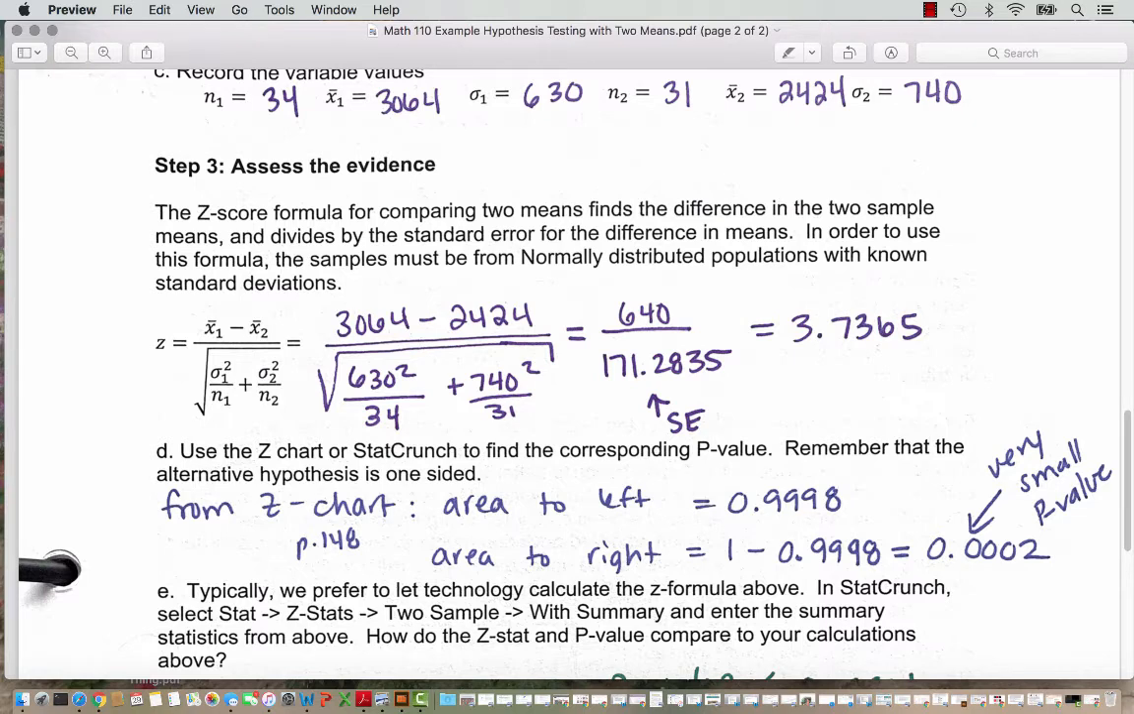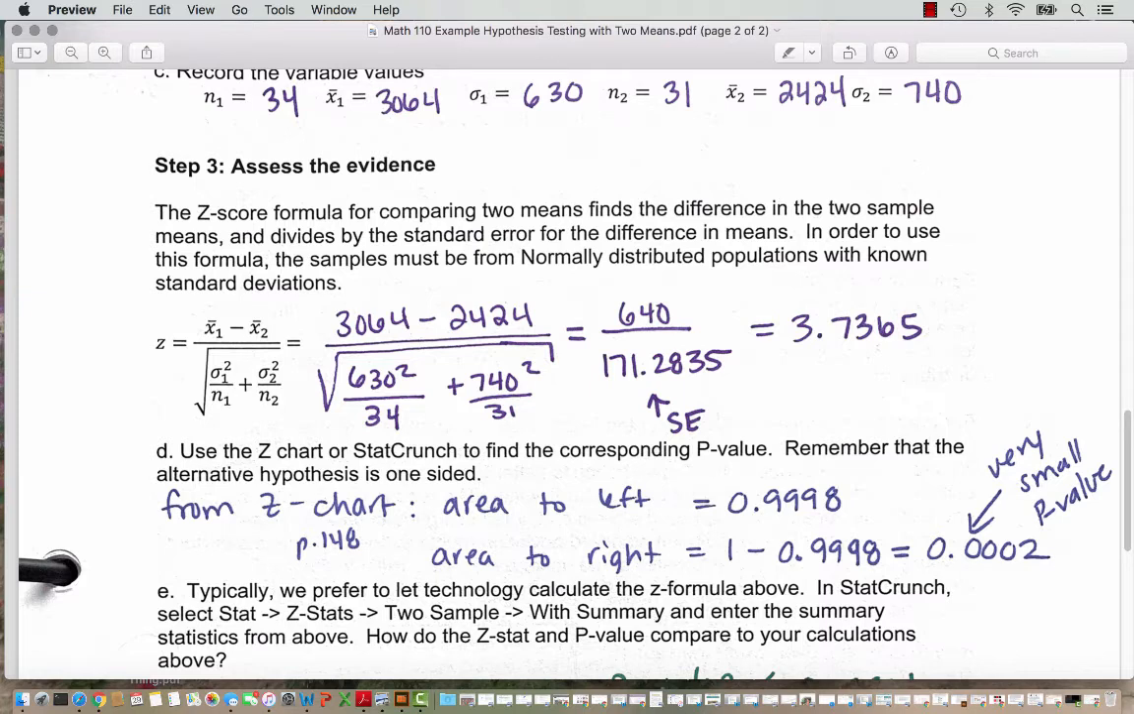So in the numerator, we subtract the difference in the sample means. So that's the $3,064 minus $2,424. So we get that $640 on top. That's the difference in mean rents, San Francisco minus Concord. And then the standard error formula takes the standard deviation of each city, squares it, and then divides by the sample size. And then we square root at the end after adding up. So that works out to be 171.2835.